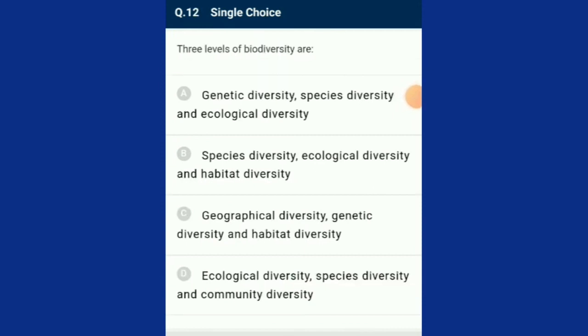Question number 12. Genetic diversity, species diversity, and ecological diversity are the three levels of biodiversity. Immense diversity, that is heterogeneity, exists in our biosphere not only at the species level but at all levels of biological organization, ranging from the macromolecules within a cell to biomes. Sociobiologist Edward Wilson described the combined diversity at all the levels of biological organization. These are genetic diversity, species diversity, and ecological diversity.